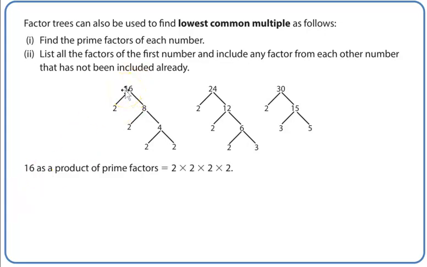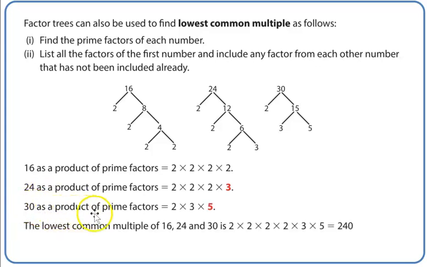So starting with 16, we're going to write down all the prime factors of 16. So 16 as a product of prime factors is 2 by 2 by 2 by 2, or 2 to the power 4. And 24 as a product of prime factors is 2 by 2 by 2 by 3. So the 3 is highlighted here in red because that's different from the previous prime factors. So that's one that's extra. And then 30 as a product of prime factors is 2 by 3 by 5. So again, the 5 is highlighted in red because that one is not included in any of the previous prime factors.